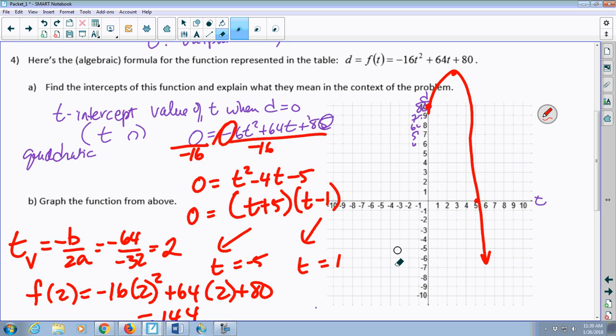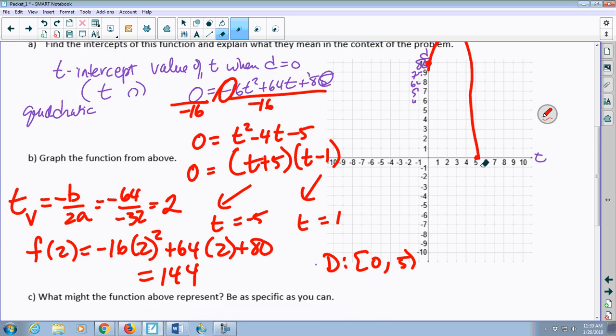Okay? So my domain, realistically, for the context, I haven't told you the context of the problem, but it's throwing a ball from a height of 80 feet, right? So your domain here would be 0 to 5. You would erase this part of your graph as well, unless your object goes into the ground and continues to go in through the ground, but that's not realistic. And your range starts at 0 and goes as high as 144.